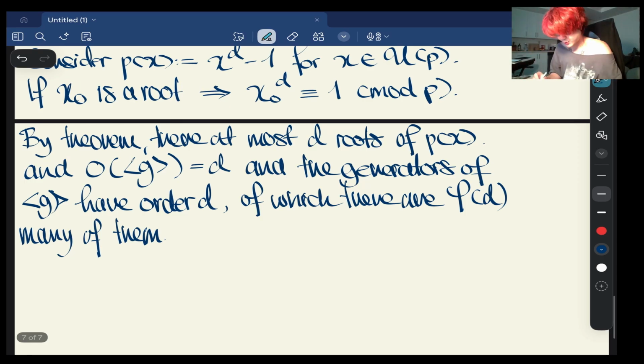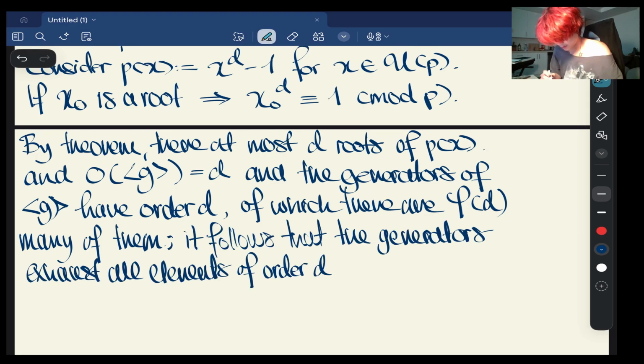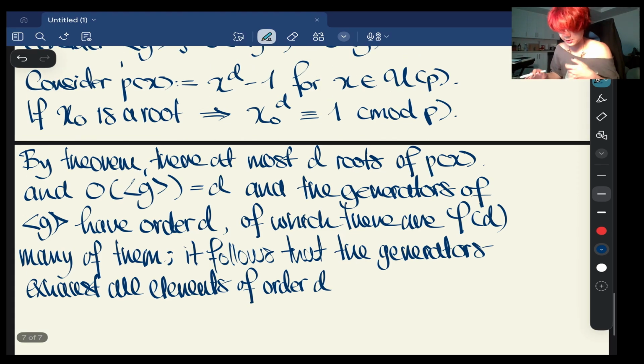Since there are at most d roots, and we know that the generators of this cyclic group have order d, which means that there are phi(d) many of them as well, it has to be all of them. So there are no more elements of order d in the group. So basically the roots of this polynomial just are the generators of the cyclic subgroup, which is cool. And we have proven the claim. The lemma is done. So now we can prove the actual claim.